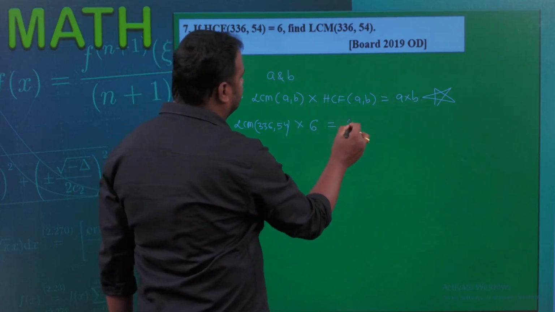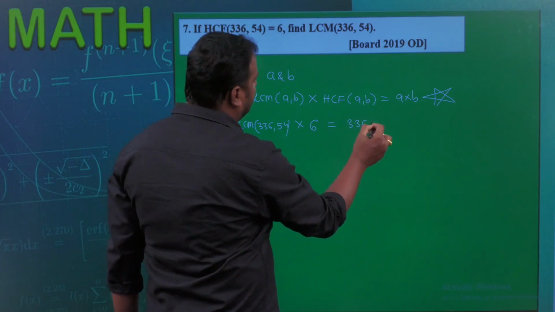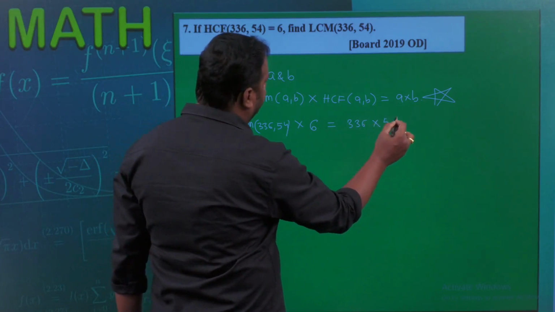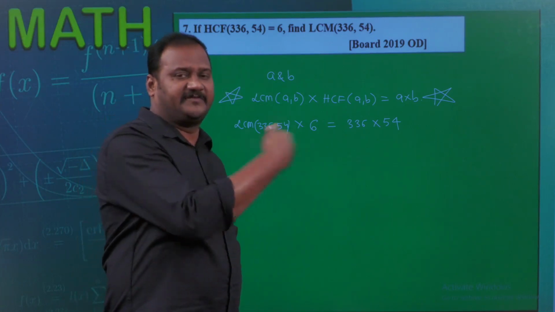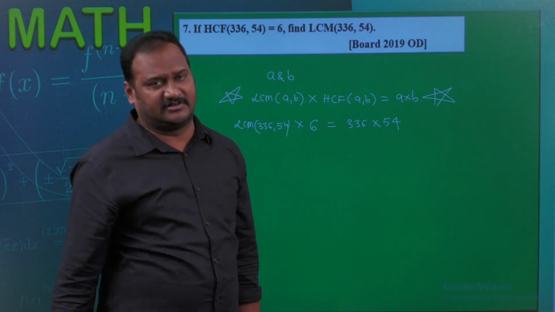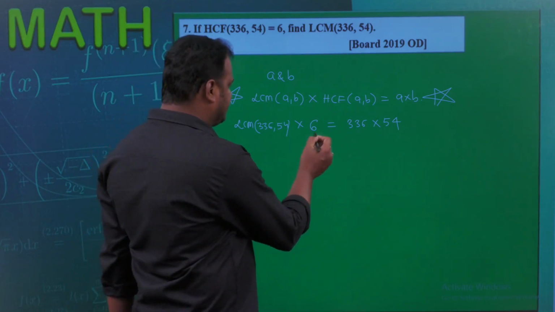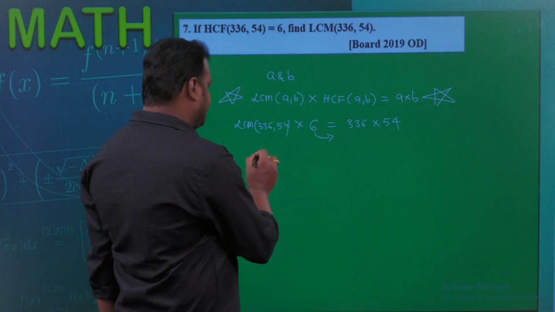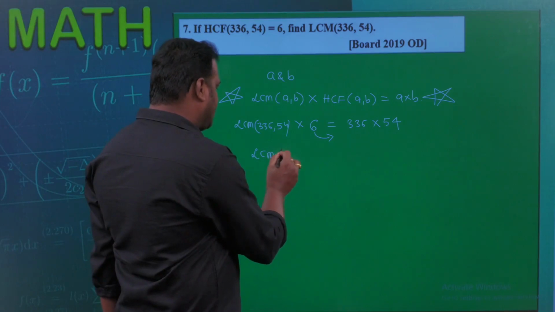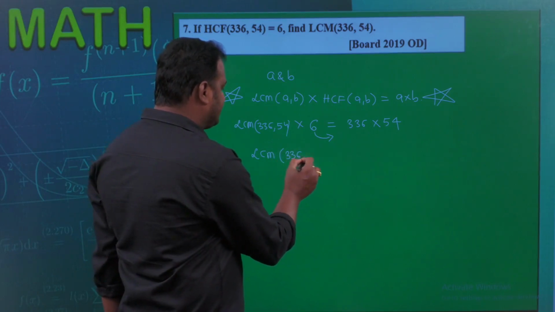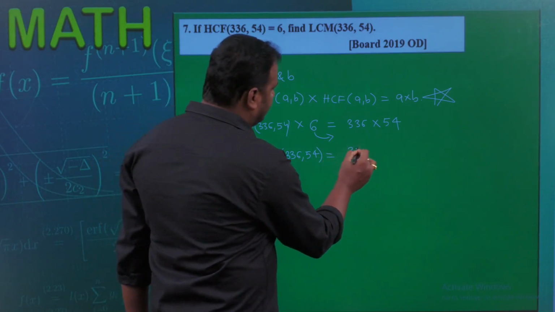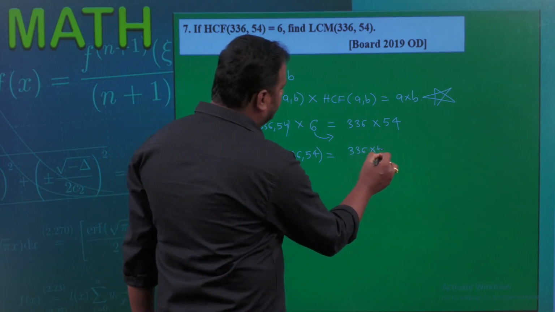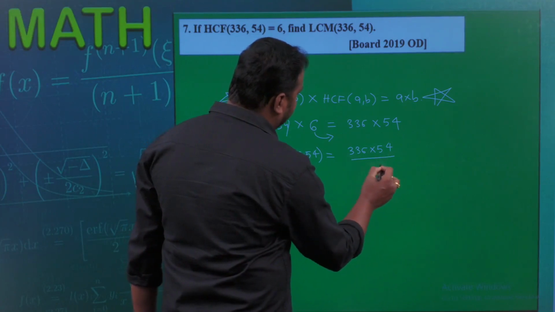What are those two numbers? 336 multiplied by 54, right? See, are you really finding LCM by the factorization method? No, not at all. So transposing this 6 towards the right-hand side, the LCM of 336 and 54 is equal to 336 into 54 divided by 6.